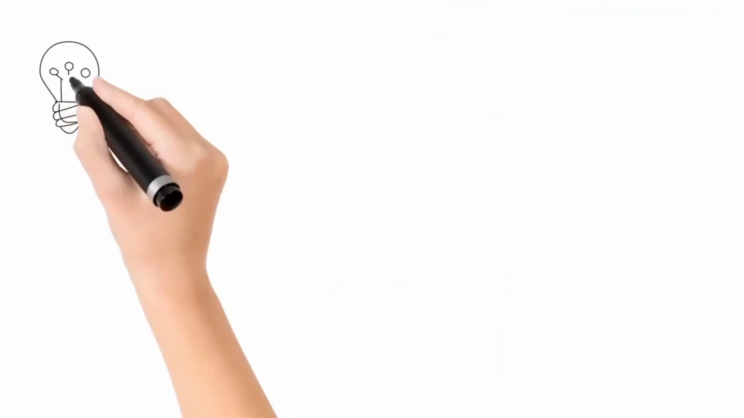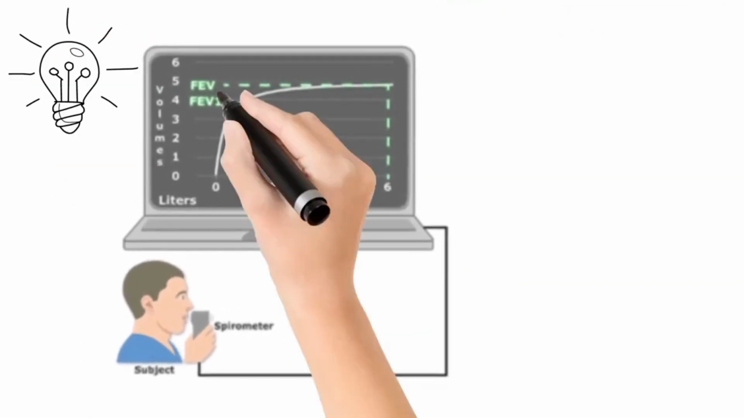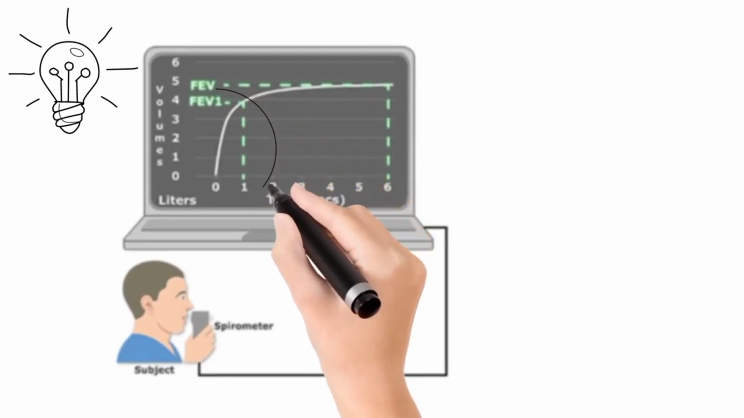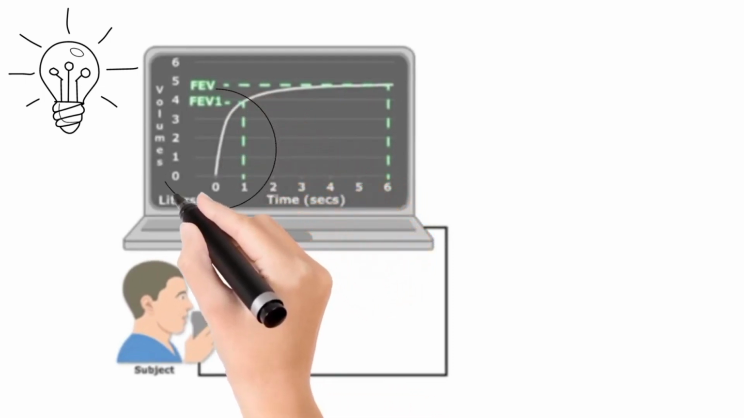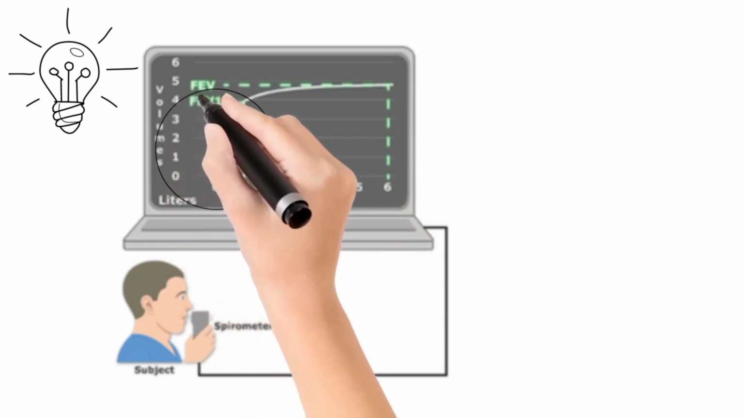Now we are discussing an important concept. Please see the spirometry carefully. Forced expiratory volume in 1 second or FEV1 measures the amount of air that a person can exhale during a forced breath in 1 second.